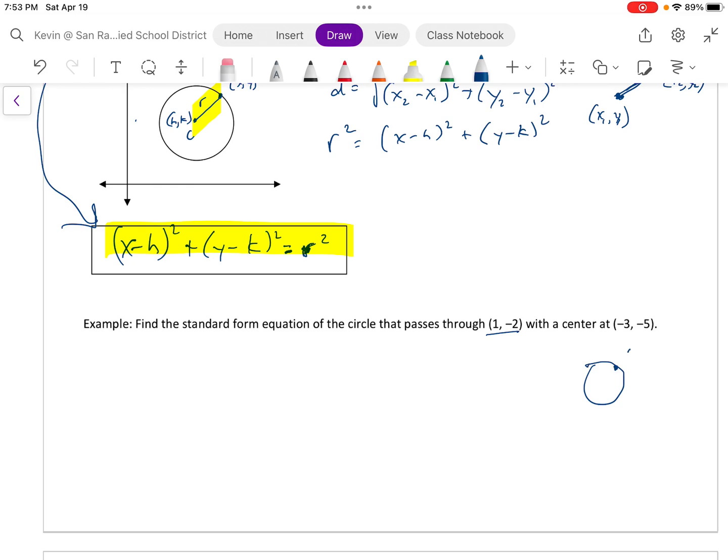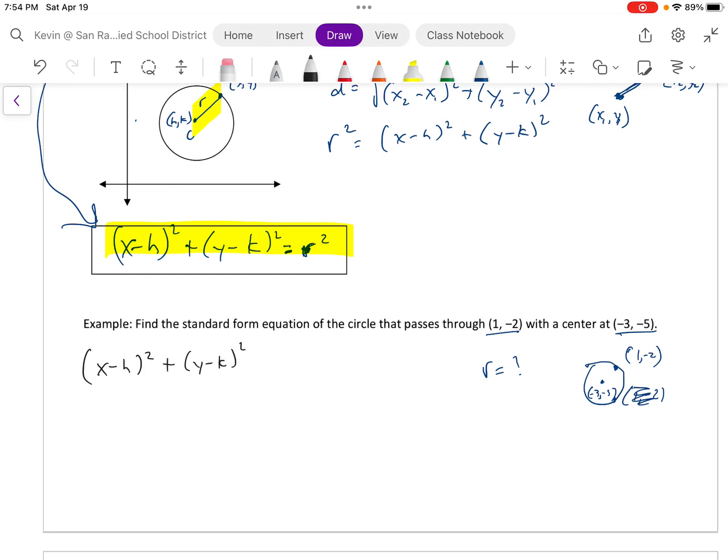So this problem gives us a point on the circle. So we have some circle here, and this is a point on it. The point is 1, -2. And the center of the circle is -3, -5. So it gives us the center and gives us a point on the circle. What it doesn't tell us is what the radius is.